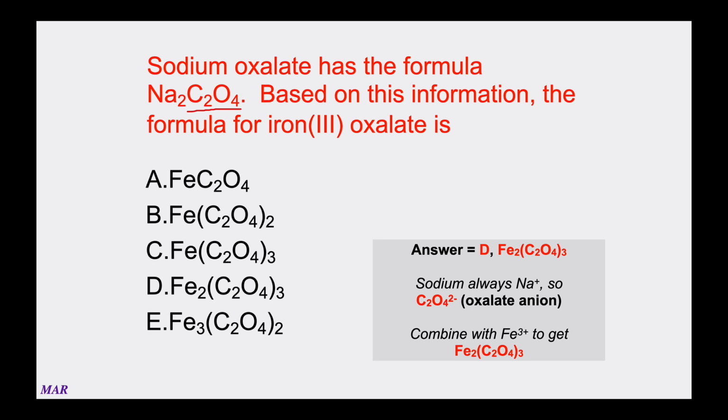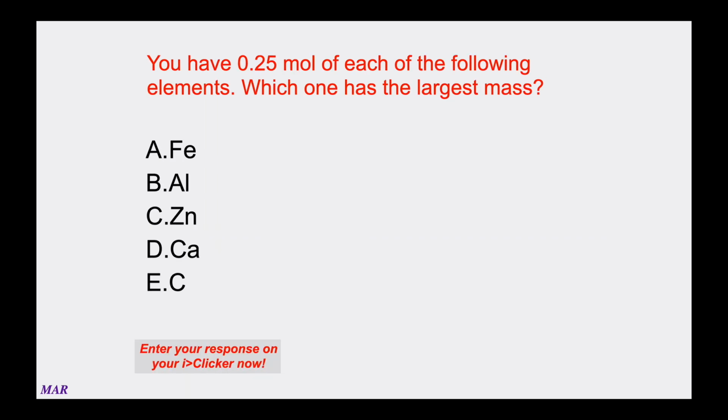So oxalate is -2, and if you knew that, well done. That's awesome. But if you didn't, you can figure it out. Okay, sodium's always +1, so oxalate has to be -2, and then take that -2 oxalate, balance with an iron +3. Good to go.